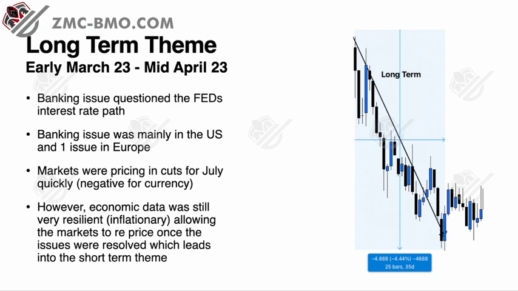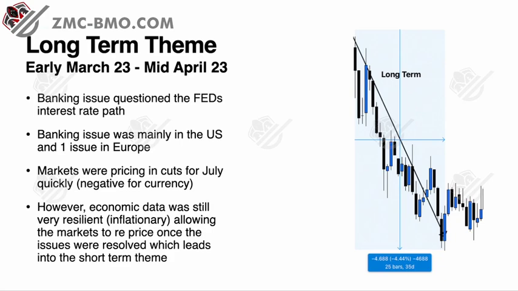The banking issue was mainly in the US and one issue in Europe. Of course, as we know, the issue in Europe was Credit Suisse. Then that was it. We didn't hear of any other banking issues in Europe. So the euro did, obviously, go short in the near term at the time of Credit Suisse, but then it went long again. And we kept seeing loads of smaller banks have all of these issues. The markets were really focused on the US at that stage, and we actually thought this is going to be bad for your interest rate path.